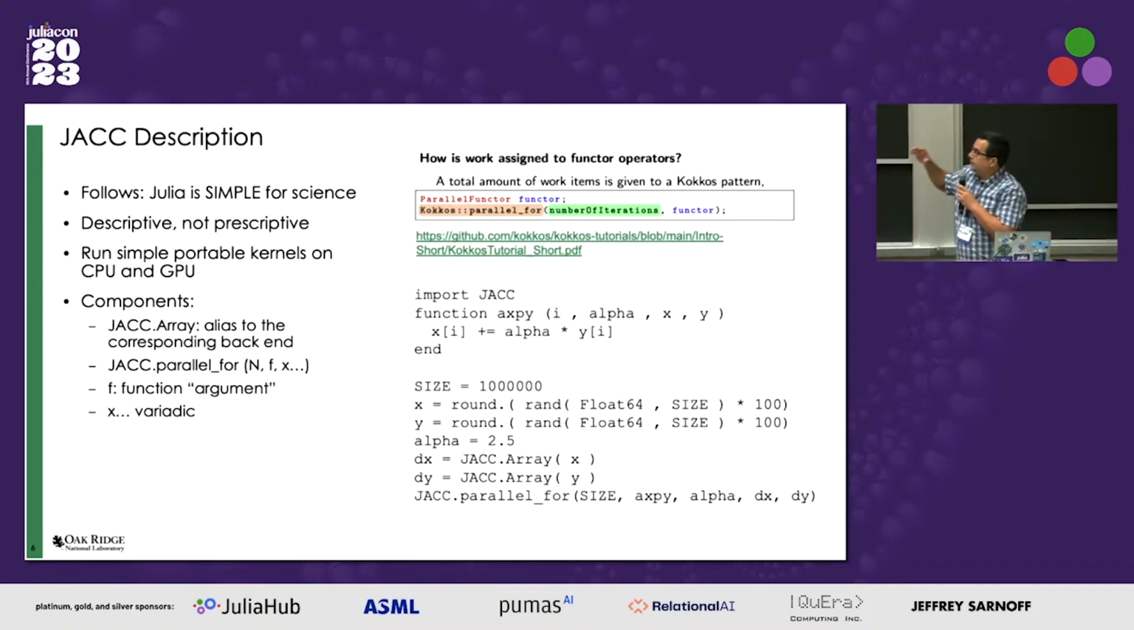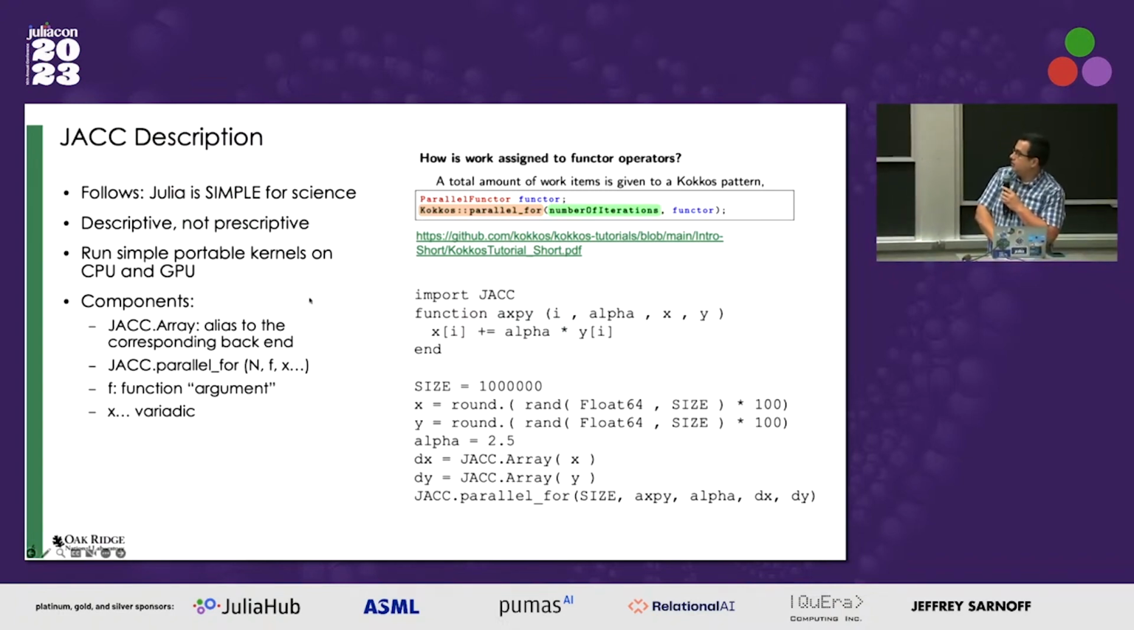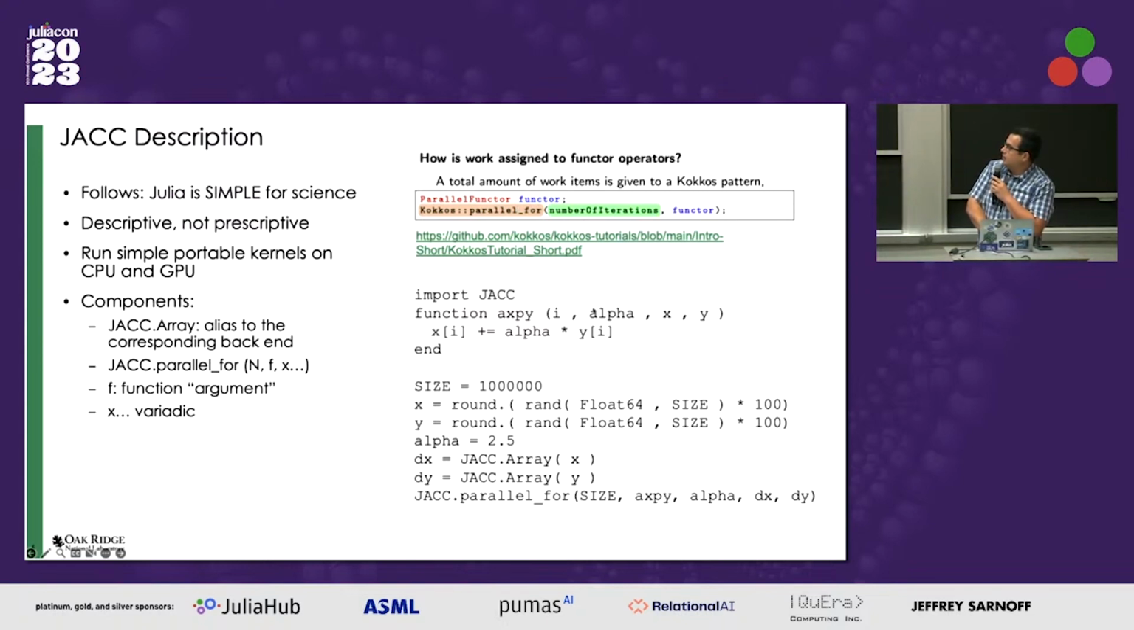We want to put the word out there: really simple for science. And just like with Kokkos, here on the right-hand side, we're trying to be descriptive, not prescriptive. What does it mean? Just give me your function, give me what you need, and we'll take care of the backend. Here you have an example. What are the main components? It's essentially the memory allocation and the ability of just passing a parallel_for. These are very common in the HPC applications world.